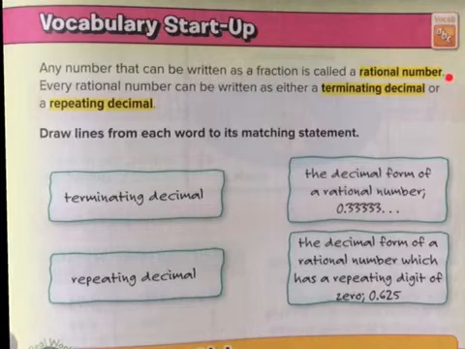Now we know that rational numbers, boys and girls, are fractions or mixed numbers, positive or negative. We know that we can take those mixed numbers or fractions and write them as a decimal. A terminating decimal just means the decimal comes to an end. There's a zero. We don't write the zero. A repeating decimal means you get a bar notation.